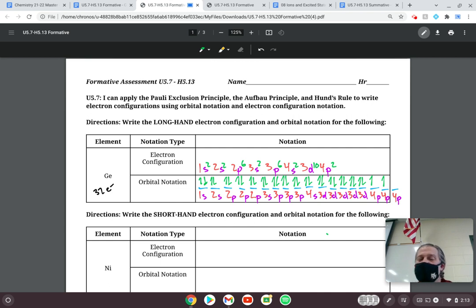When you write the orbital notation, it's arrow up, arrow down, all the way across in the 1s, the 2s, the 2p's, the 3s, the 3p's, the 4s, the 3d's. But when you get to the 4p, it's arrow up, and then we have one blank one, okay? It's got to be that way. Any questions about that particular one? Okay.